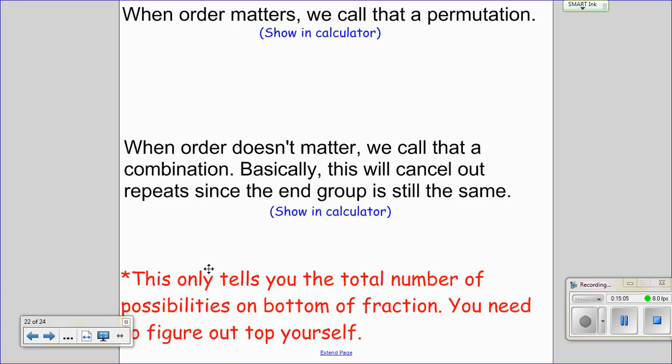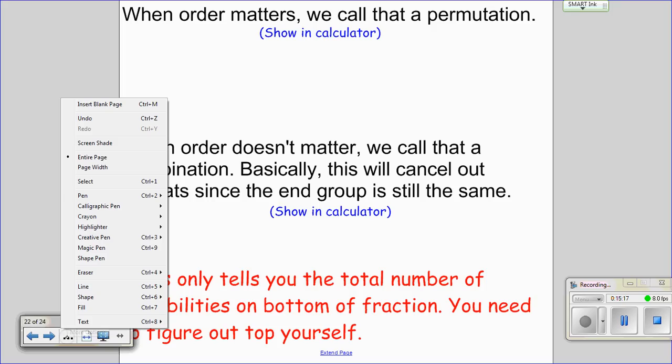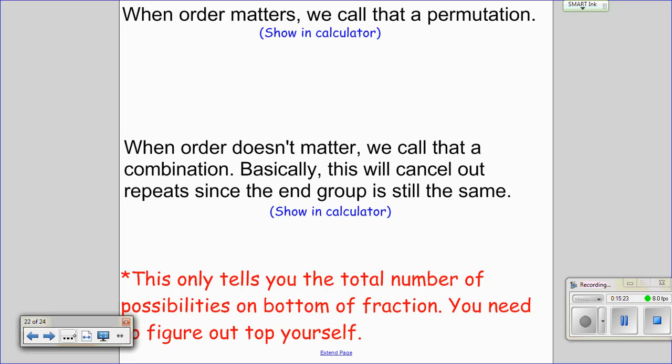When order matters, we call that a permutation. When order doesn't matter, we call it a combination. And basically this will cancel out repeats since the n group is still the same. So let's show you how to calculate a permutation in a calculator.